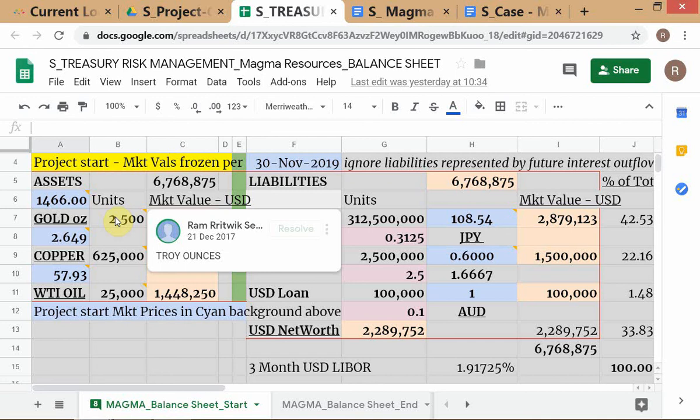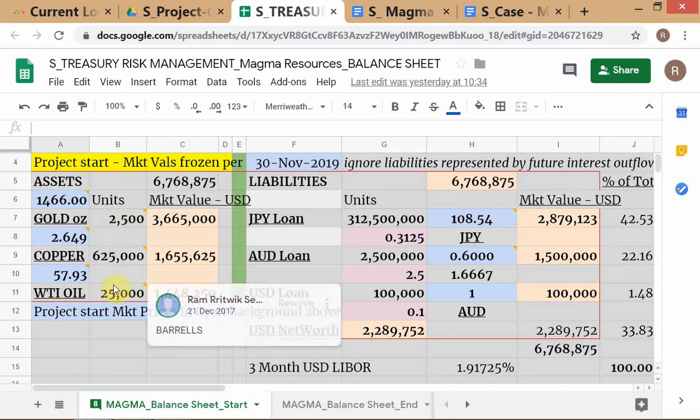Then you have to reduce your gold inventory by that amount, and they will also update you on fresh additions to inventory. So net change in inventory will be informed by the business, and the hedging team will have to update. Which means your balance sheet has to be updated at all times. That is assumed here. You have to assume that every second to second you are updating the balance sheet with fresh information. So the point is you can't touch.